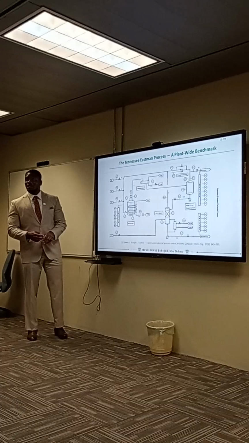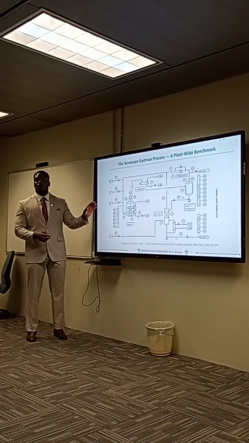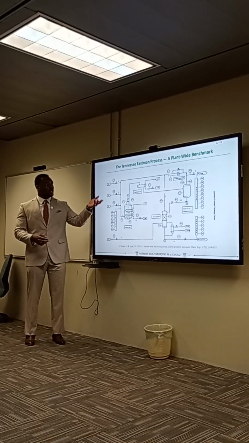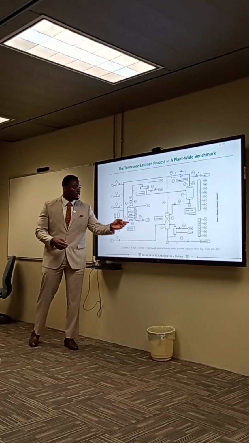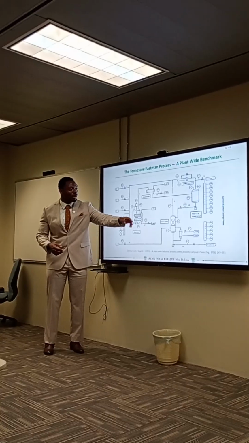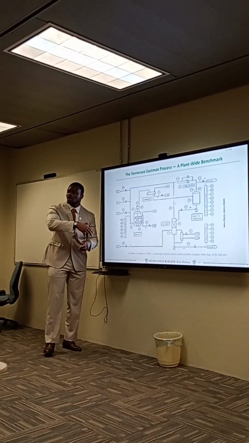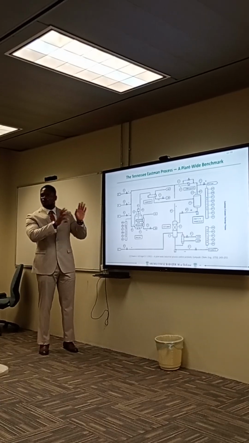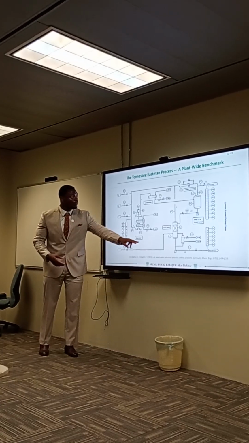Just to give us an idea of what the Tennessee Eastman process looks like, this is exactly what it looks like. This is the P&ID diagram of the plant. You have several units, like I said earlier: the reactor, the stripper, the condenser. You can see there's a lot going on here, a lot of nonlinearities. And of course, the full process, like I said, is a benchmark process.